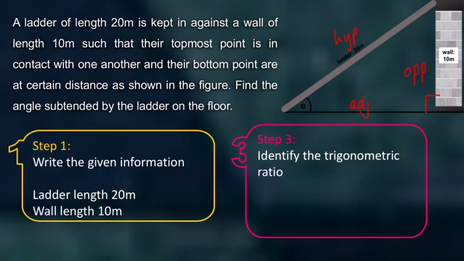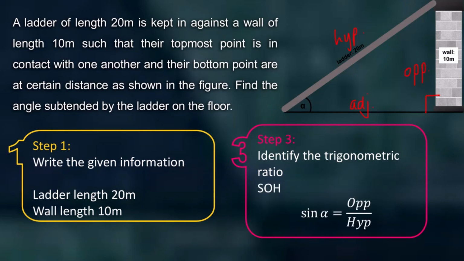Ang given po natin is the length of the ladder and the height of the wall, which is the length of the ladder is our hypotenuse, and the wall will be the opposite side. Kung meron po tayong hypotenuse and opposite, ano pong trigonometric ratio ang gagamitin natin? That is sine is equal to opposite over hypotenuse.